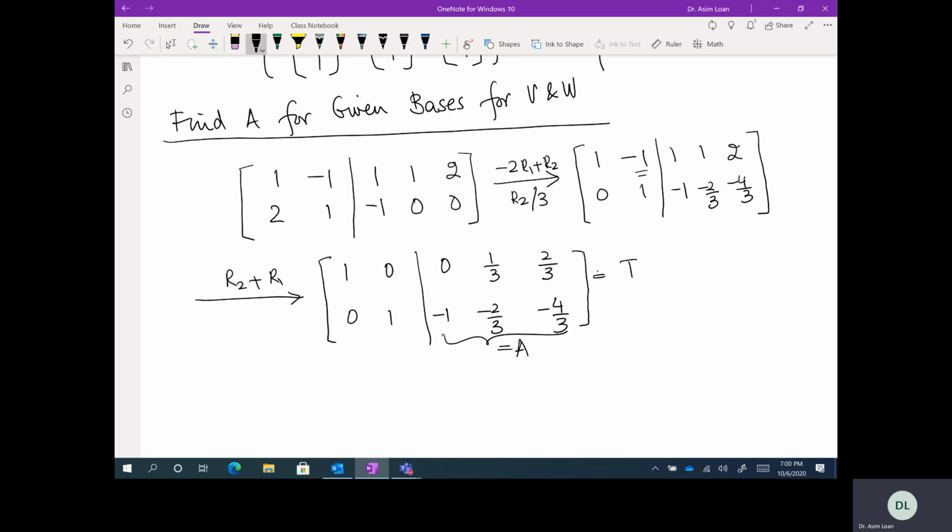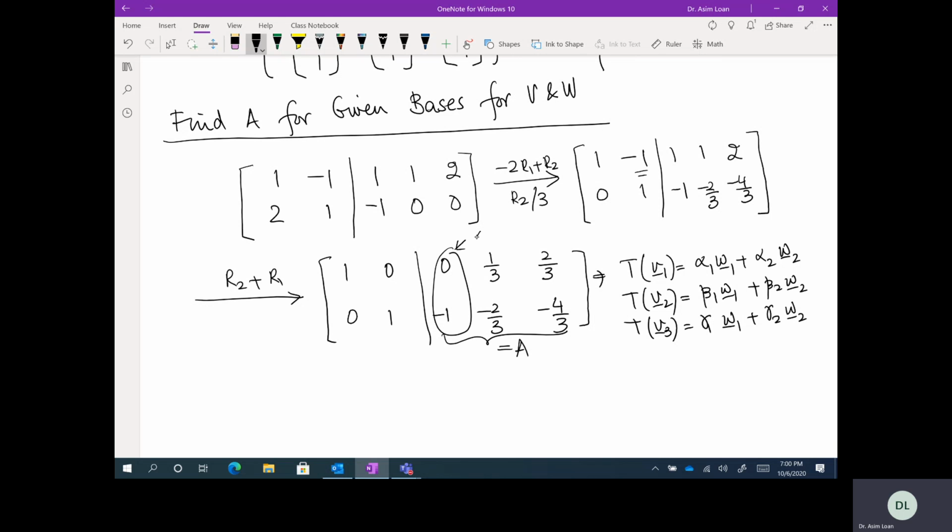Again, T. So this implies T of V1 is actually alpha 1 W1 plus alpha 2 W2. T of V2 is beta 1 W1 plus beta 2 W2, and T of V3 is gamma 1 W1 plus gamma 2 W2. This represents alpha i's, this represents beta i's, and this represents gamma i's.